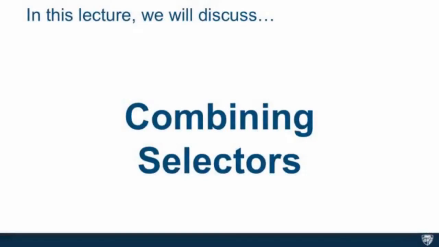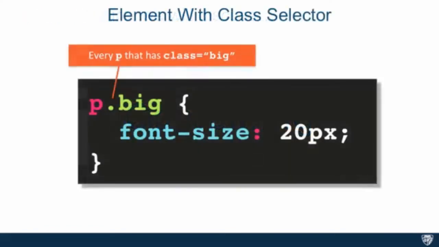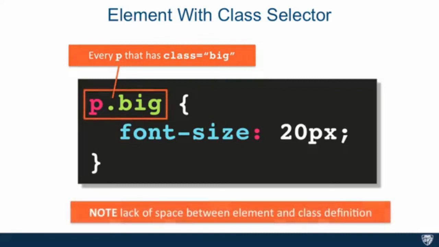Combining selectors is a very powerful technique that allows you to more precisely target DOM elements. In this lecture, we're going to take a look at some of the most common ways of combining CSS selectors. The first one is element with class selector. As you can see here, we have a p element followed immediately without any spaces by .big, which is a class selector. What this expresses is that I want to target every p element that has an attribute class equal to big. Note the lack of space between the element and the class definition.